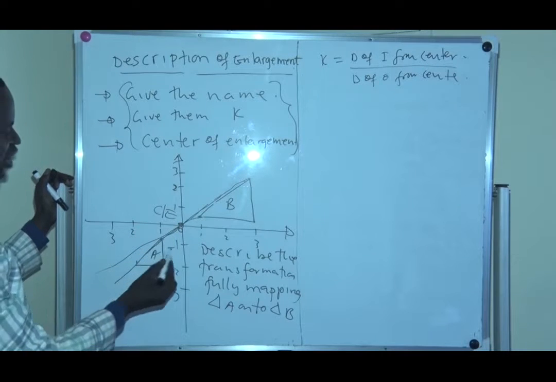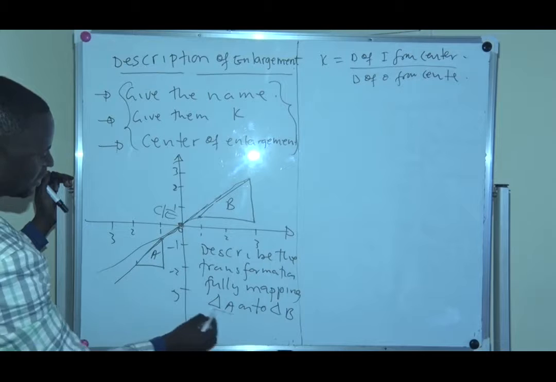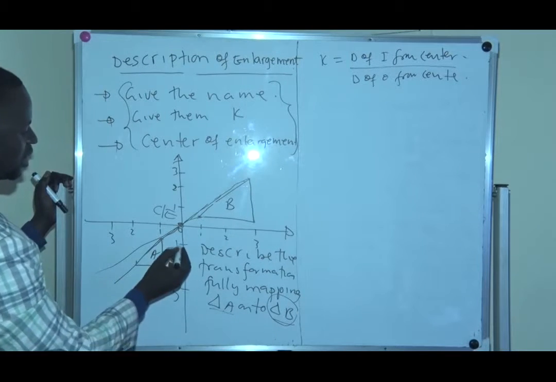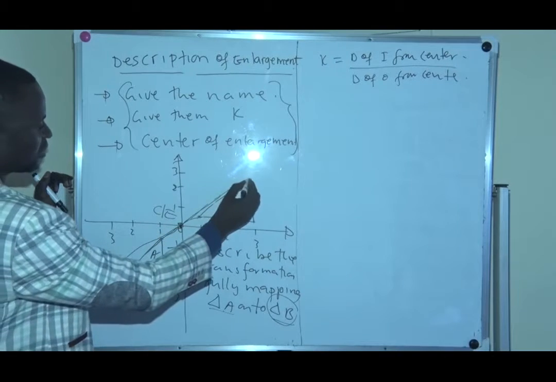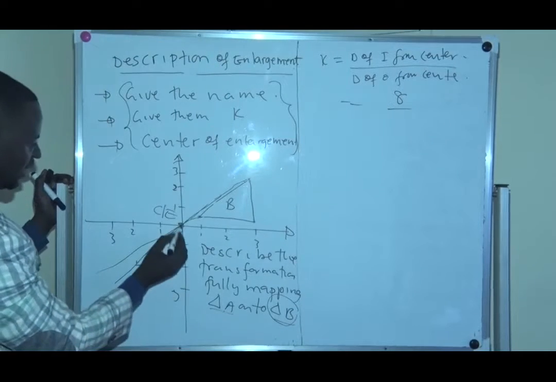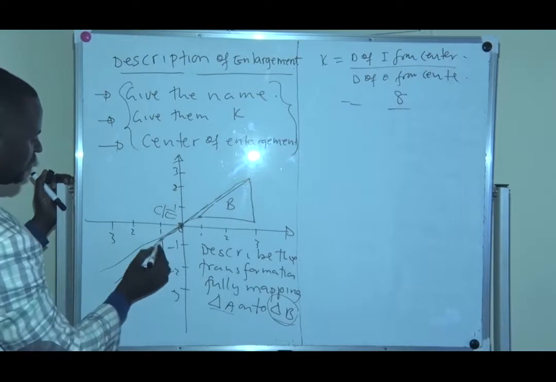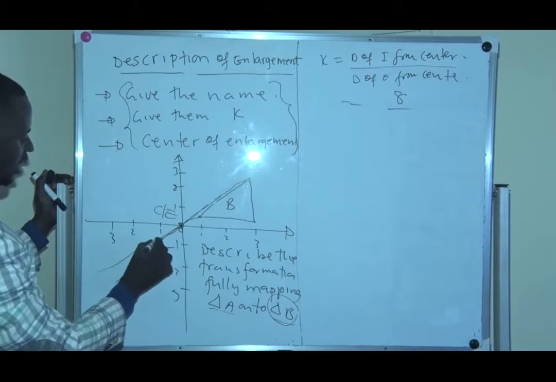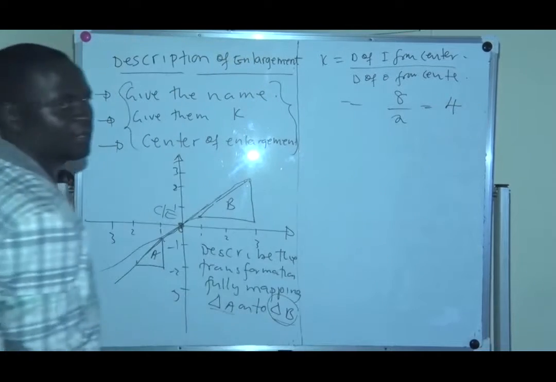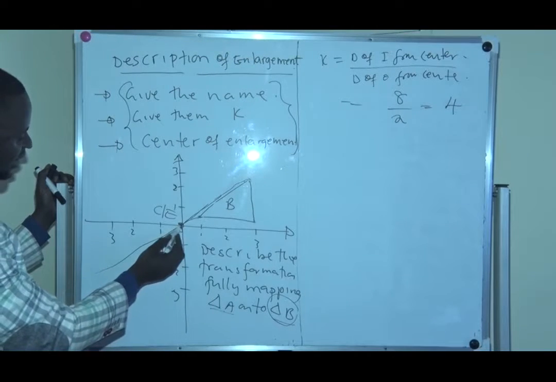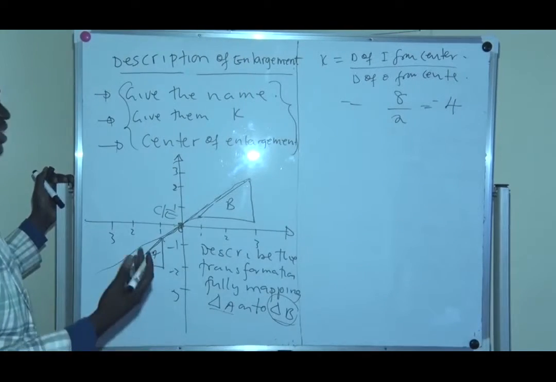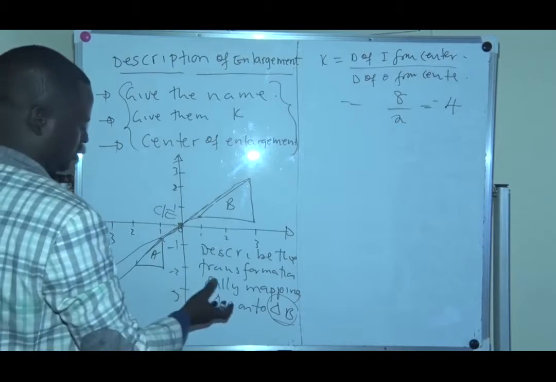Then you take your ruler and you measure. They are saying it maps A onto B, so B is the image, A is the object. You measure with the ruler from the center to that point and record, let's say it gives you 8. Again from the center, the point corresponding to it, you measure, maybe it gives you 2. So it's going to be 4 as a scale factor. Then, since the center is between the object and the image, your answer will be negative. So now you can describe your transformation.